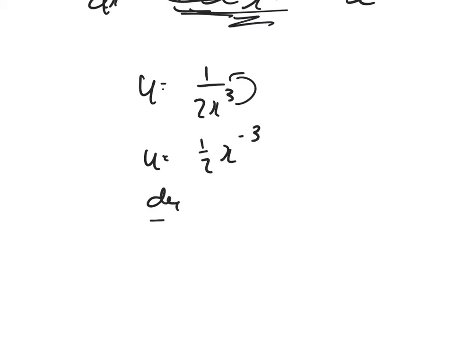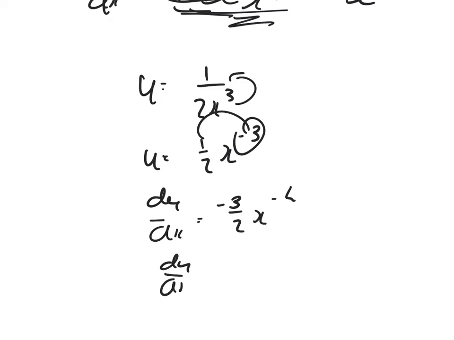Okay, let's try y equals 1 over 2x cubed, and that will be 1/2 x to the minus 3. Let's differentiate. Minus 3 times a half is minus 3/2 x to the minus 4. Bring the power back down, make it positive, minus 3 over 2x to the positive 4.